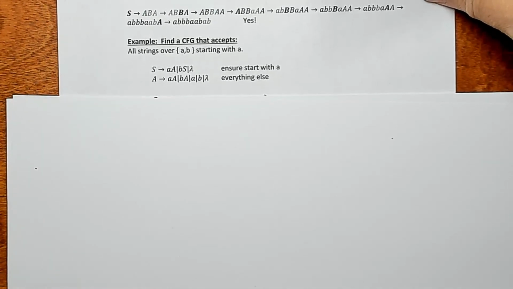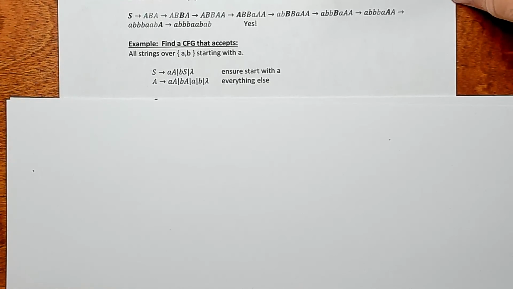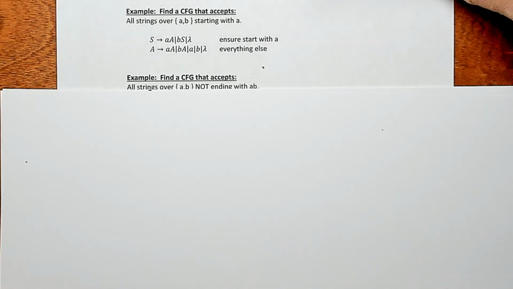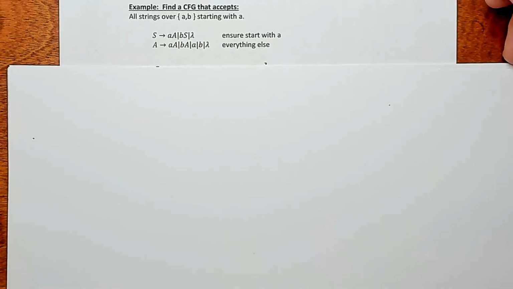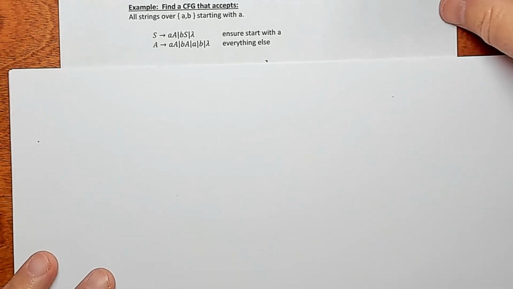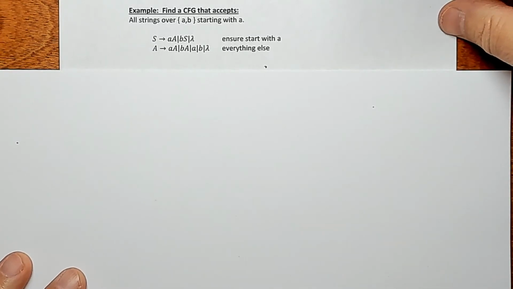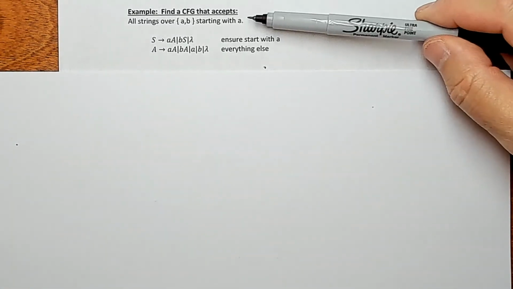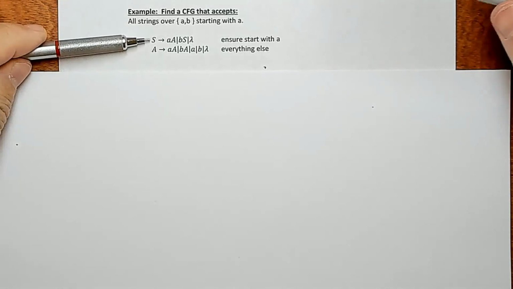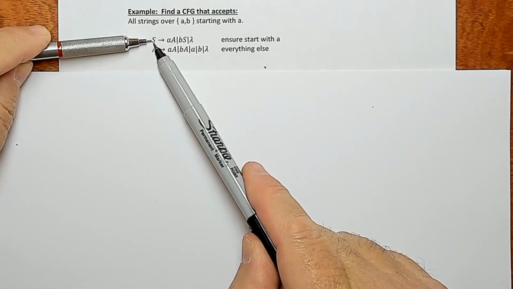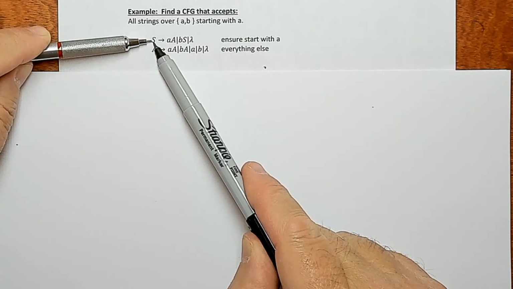Okay, so let's flip it around and try to generate some context-free grammar. Some guy on the street asks you to find a CFG that accepts all strings over A, B that start with A. So, I've got my start symbol here.